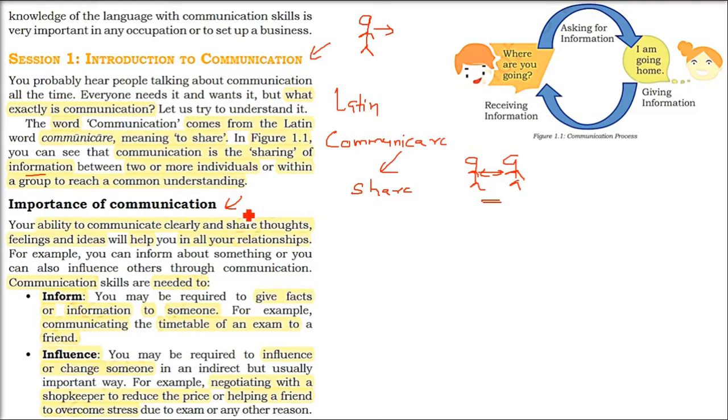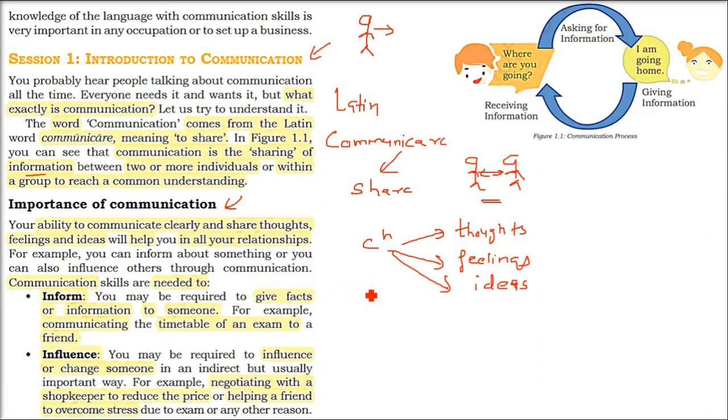So the importance of communication, why do we require it? As I said, first thing is, communication is all about your ability, your skill to clearly share your thoughts. It has to be very clear. Your feelings: how do you clearly share your feelings? And your ideas. You may have some new ideas, certain good ideas, of business, of some occupation or personal life. Basically, you are sharing and communicating, then only the other person will know.